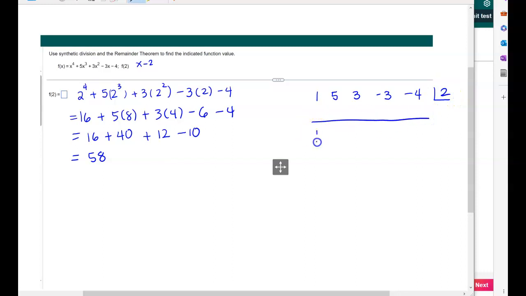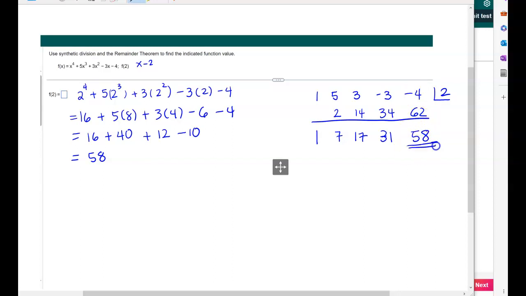So now you bring down 1, you multiply 1 by 2 here, you put the product, so 1 times 2 is 2, then now you add. So you have 7. 7 times 2 is 14, and then you add. So that is equal to 17. And then 17 times 2 is 34. And then you add. That is equal to positive 31. 31 times 2 is equal to 62. 62, and then you add. That is equal to 58.